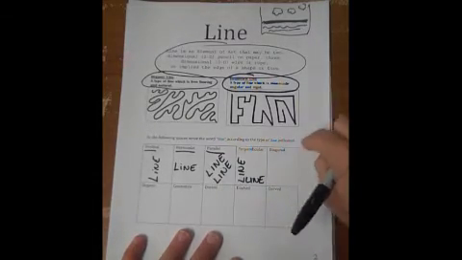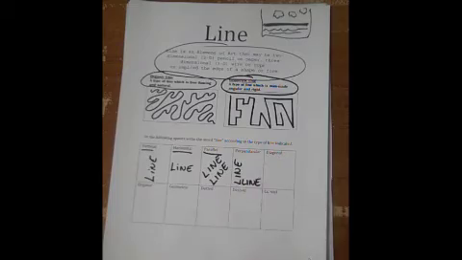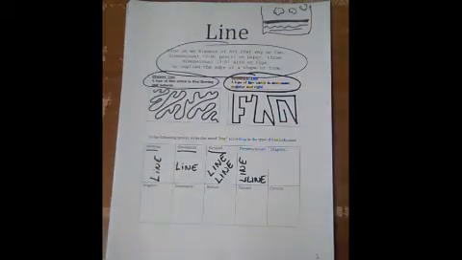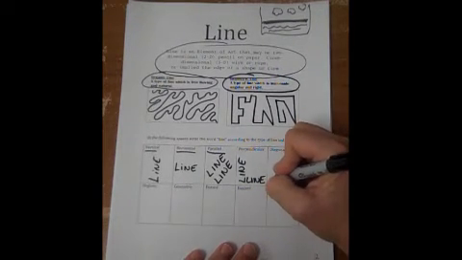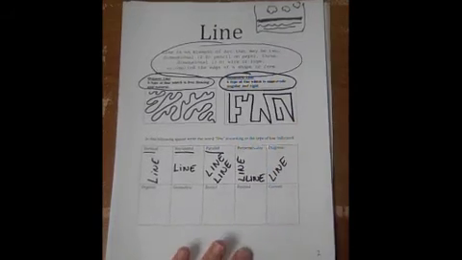Diagonal, corner to corner. Show me with your arms. Actually, first let's go back. Show me perpendicular with your arms. Now show me diagonal with your arms, and then write the word line diagonally.